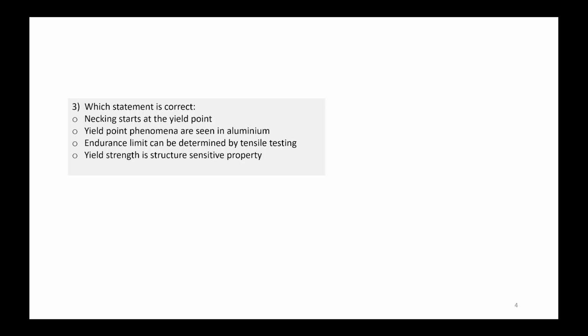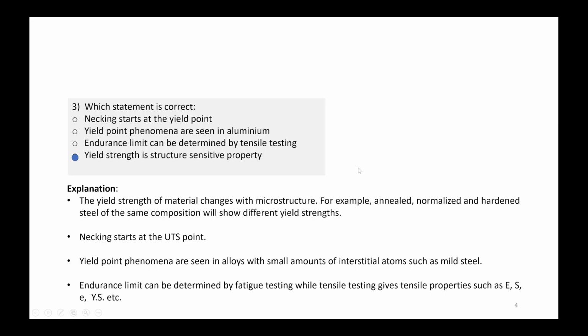Third question is, which statement is correct? Your options are: necking starts at the yield point, or yield point phenomena are seen in aluminium, or endurance limit can be determined by tensile testing, or yield strength is a structure sensitive property. So the last statement is correct here, and the other statements are incorrect.